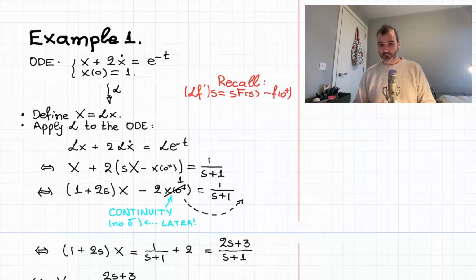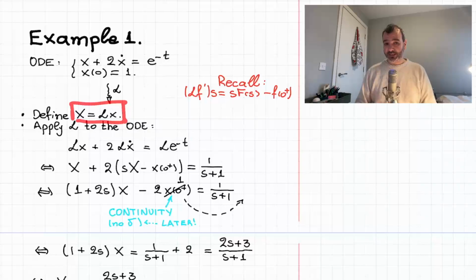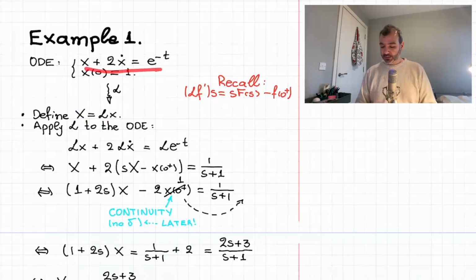Let's apply the Laplace transform. I'm using the notation big X to mean the Laplace transform of little x. So take this equation: the Laplace of little x, plus twice the Laplace of x dot, is the Laplace of e to the minus t. Let's start from the right hand side. We know that the Laplace of e to the minus t is 1 over s plus 1. This I'm writing as big X. And for this, the key part is that I'm using the property I just showed you. So Laplace of x dot is s times big X minus x at 0 plus.